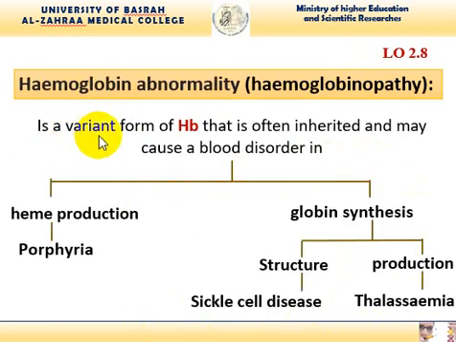Hemoglobin abnormality is a variant form of hemoglobin that is often inherited and may cause a blood disorder. These disorders could be in the heme production, leading to porphyria, or could be in the globin synthesis, either affecting the structure, for example sickle cell disease, or affecting the production of the globin, like thalassemia.